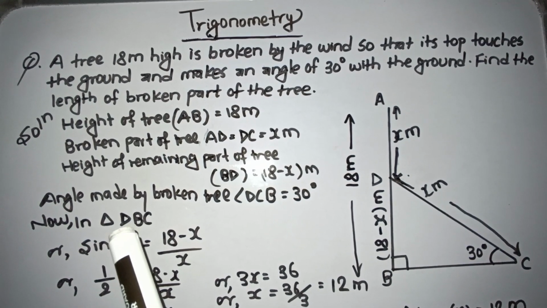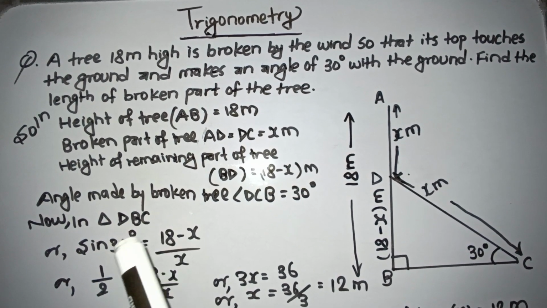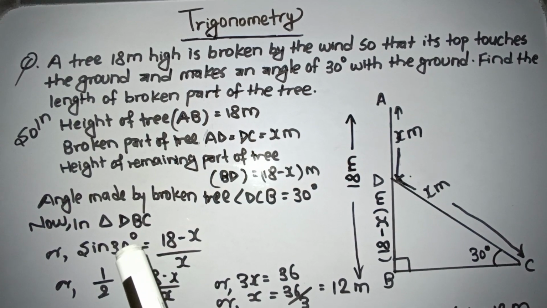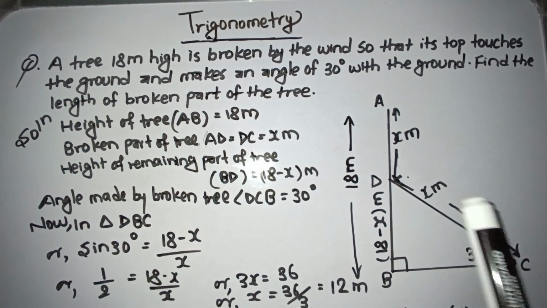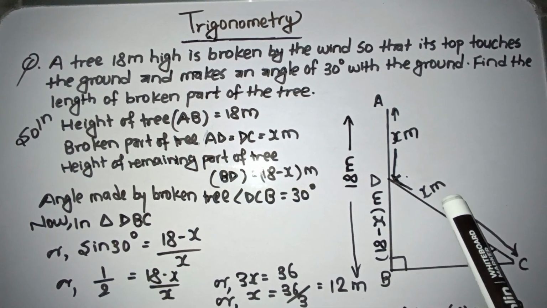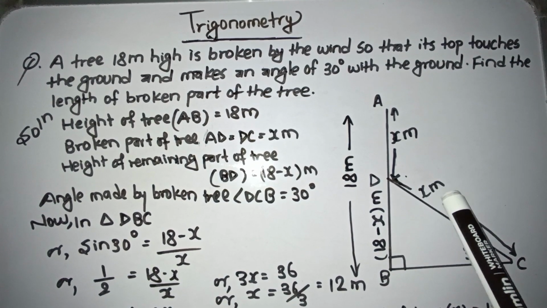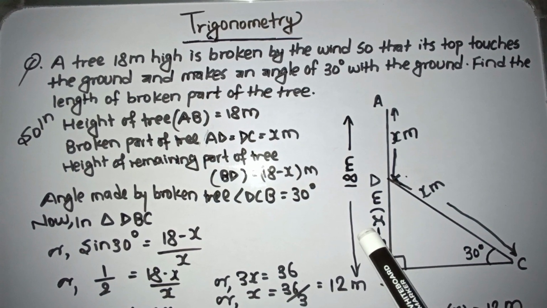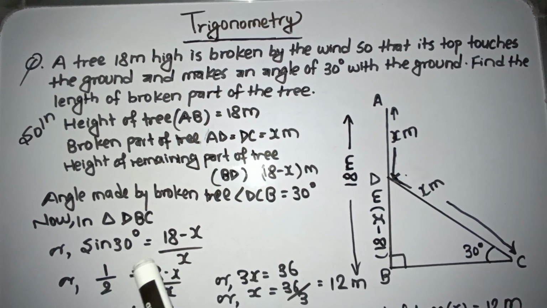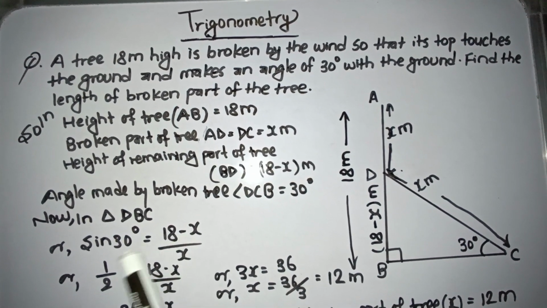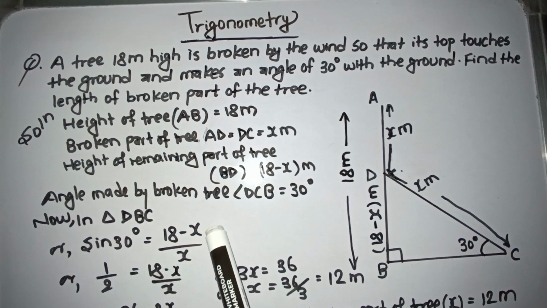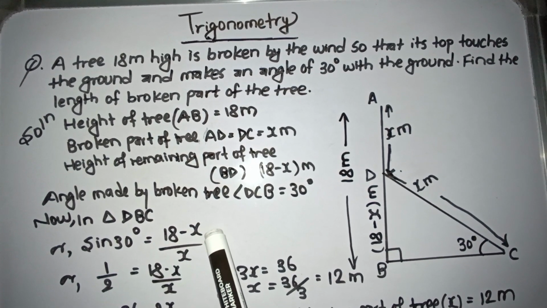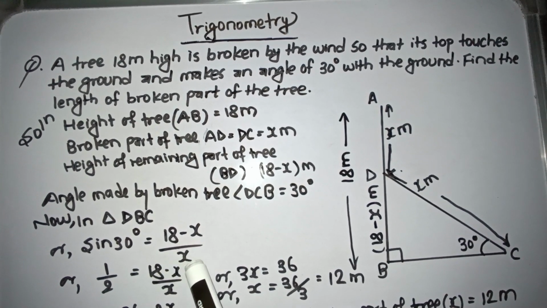Now in right angle triangle DBC we use sine because we have given this is the hypotenuse and this is the perpendicular. So sine 30 degree is equal to 18 minus x. This 18 minus x is the perpendicular and this x is the hypotenuse.